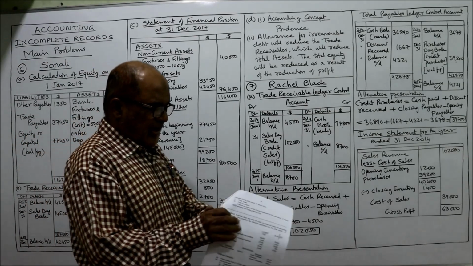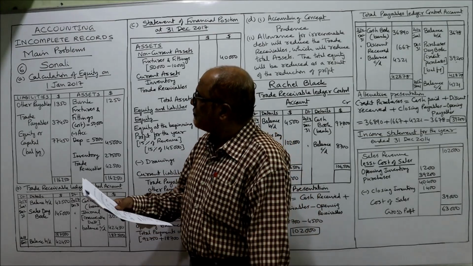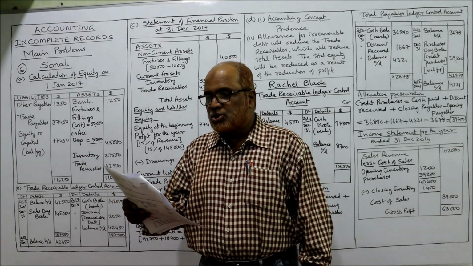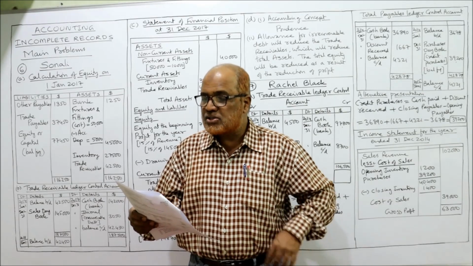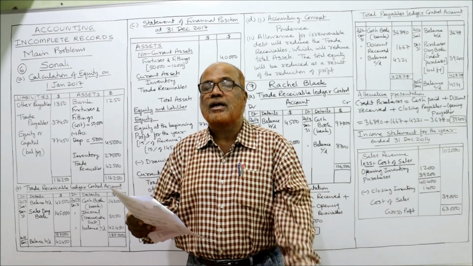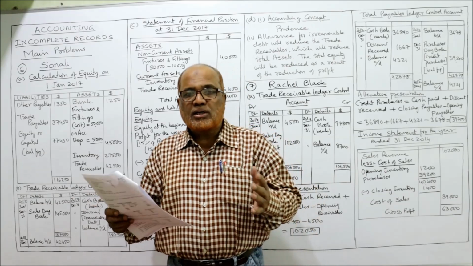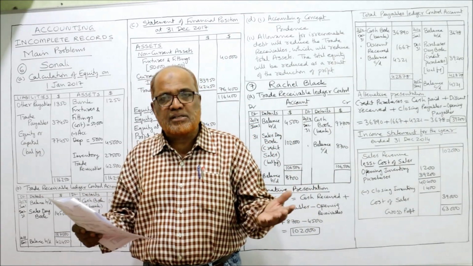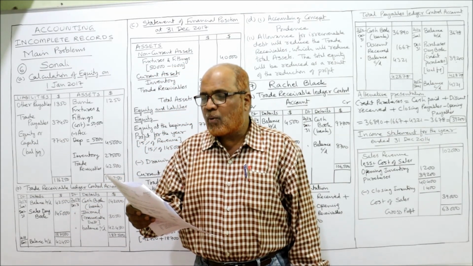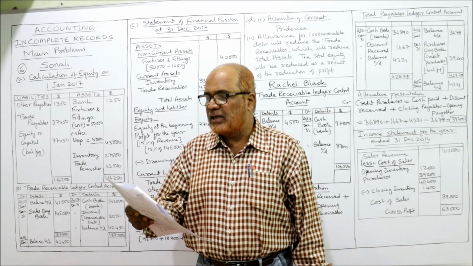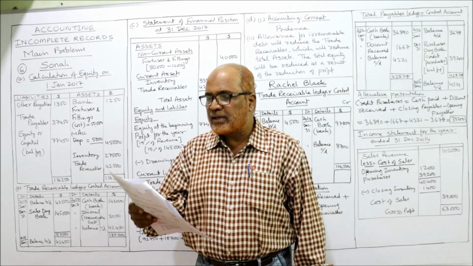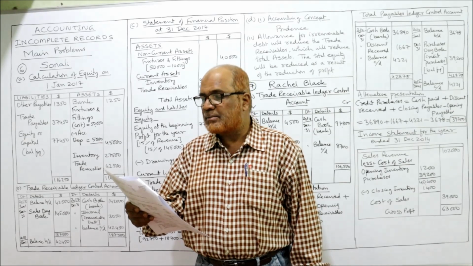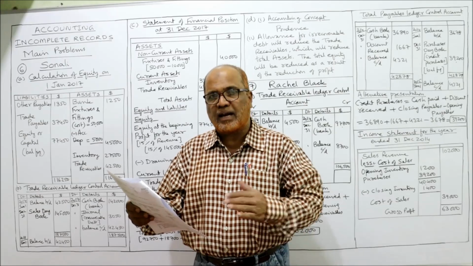Now I am reading out the 6th problem. Problem number 6. Sonali, a retailer, buys and sells on credit but does not keep full accounting records. Does not keep full accounting records means incomplete records. She provided the following information for the year ended 31st December 2017. So 1st January 2017 and 31st December 2017, beginning of the year, end of the year.